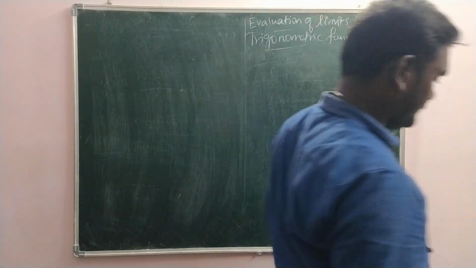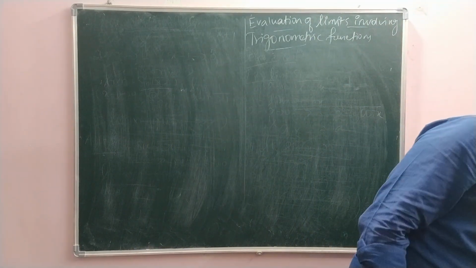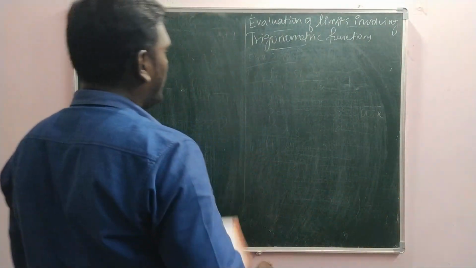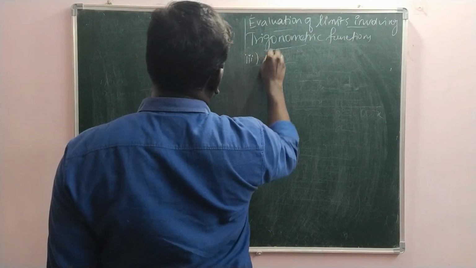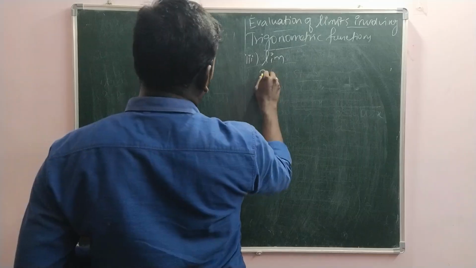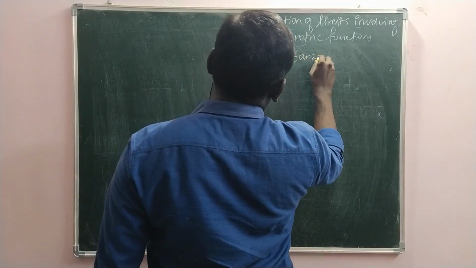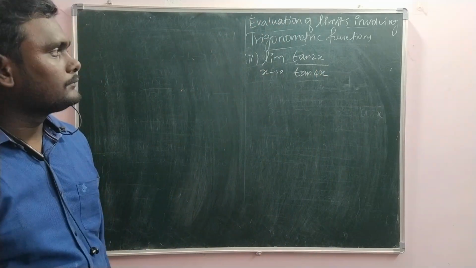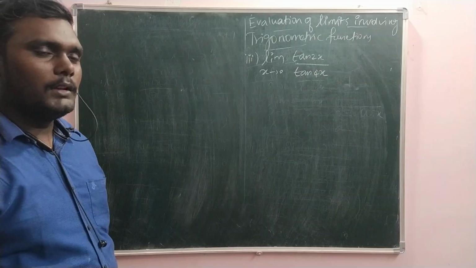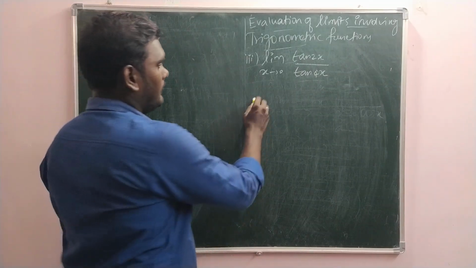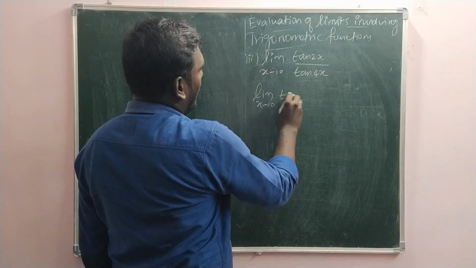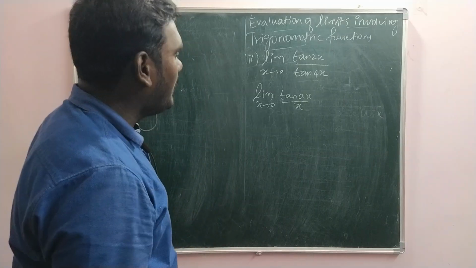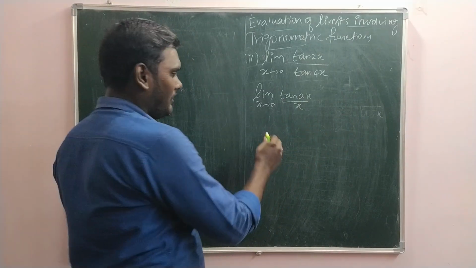Okay, now the third subdivision. Limit x tends to 0, tan 2x by tan 4x. Then how to solve this? We don't have formulas for this, but we have a formula for limit x tends to 0 tan ax by x. So this by x is missing. So you can multiply and divide by x. We have seen this as a formula previously, but I am telling you how that works.